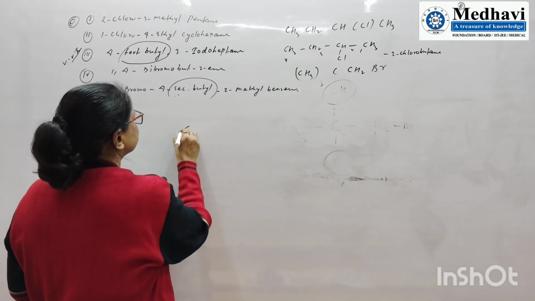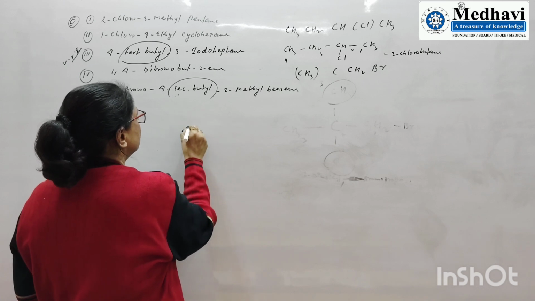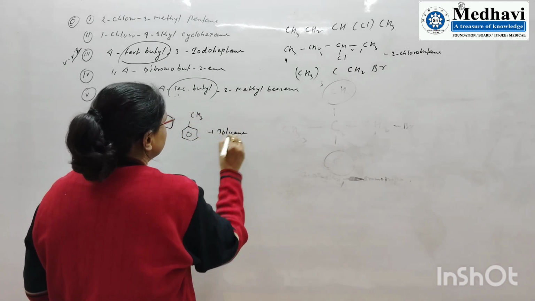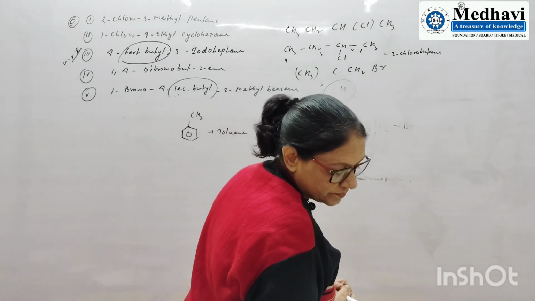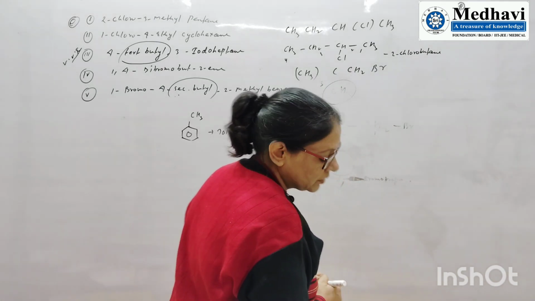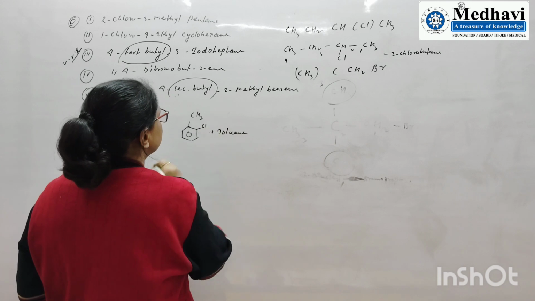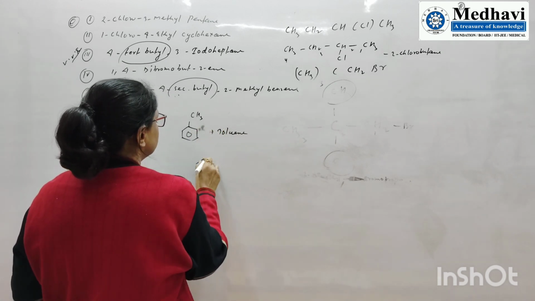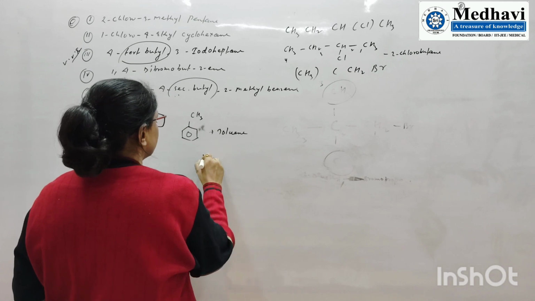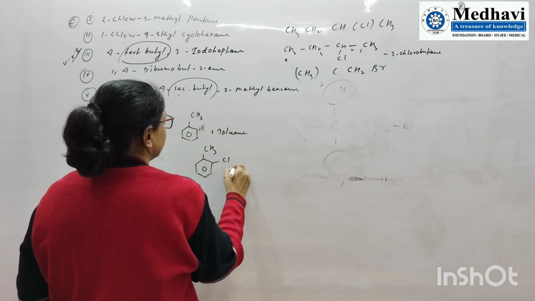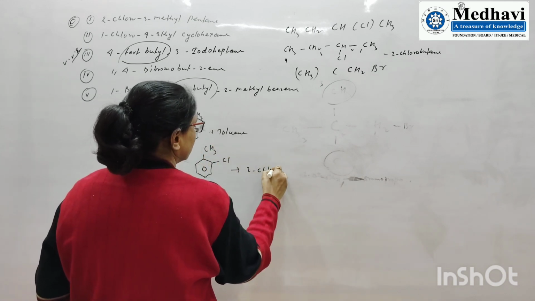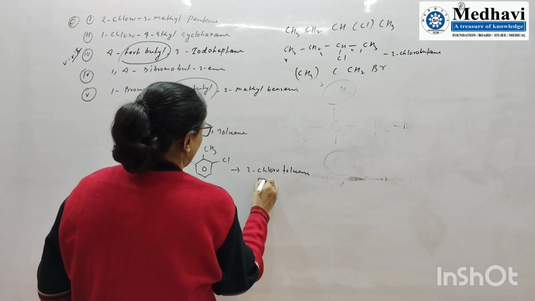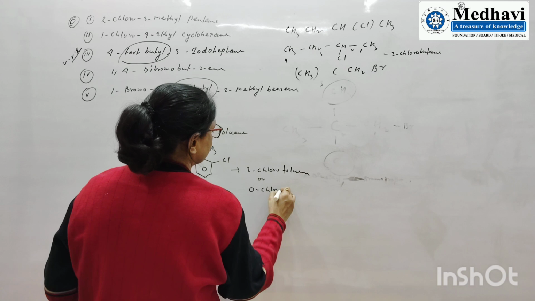See, this is the group. This is called toluene. Methyl benzene is called toluene. So, if chloro is present here, suppose this group contains chloro. Then you can say 2-chlorotoluene or orthochlorotoluene.